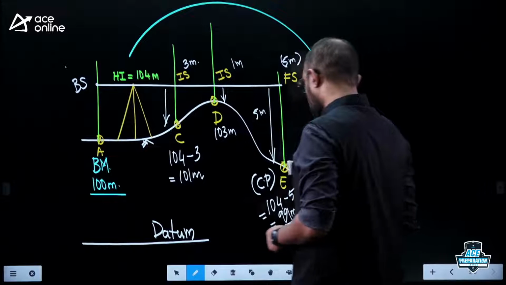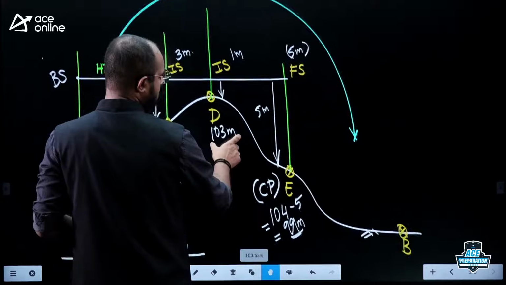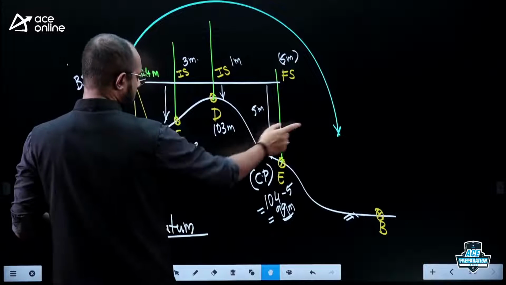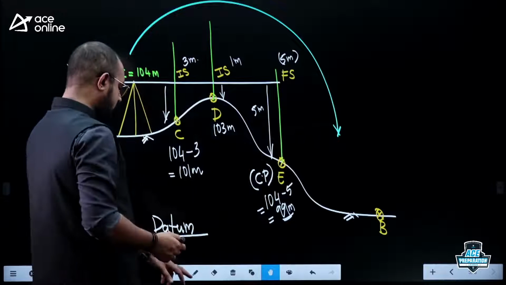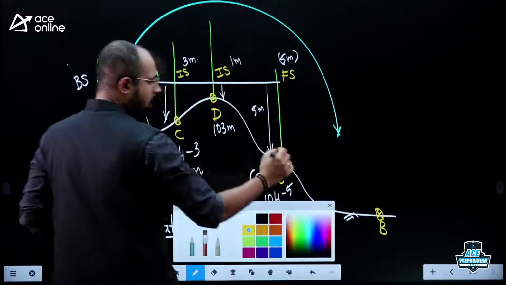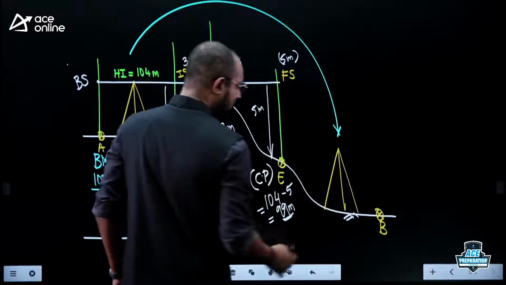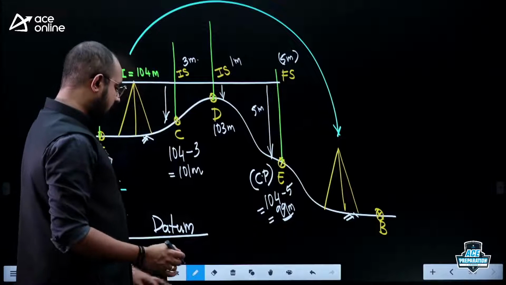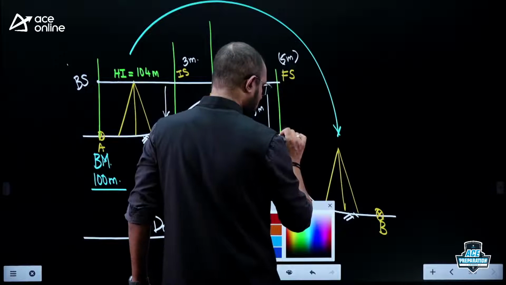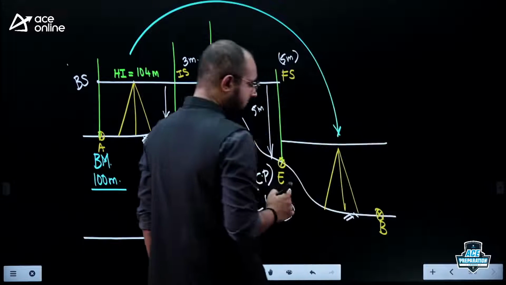Once we understand all this data, we'll try and represent how the instrument looks after shifting. From this location we have shifted the instrument. We'll bring the instrument somewhere around here. We'll do the temporary adjustment, and my new line of sight is going to look something in this fashion.